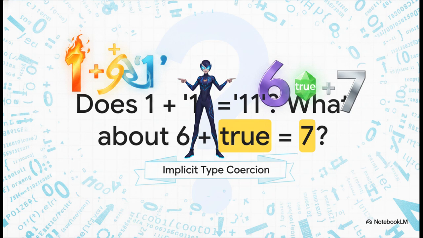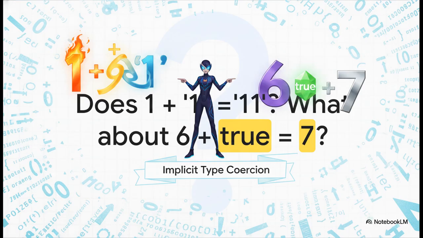If you write the code 1 + 1, what do you get? Well, you get the string 11. Why? Because it sees the plus sign, and JavaScript just implicitly coerces that number into a string and squishes them together. But what about 6 + true? You actually get the number 7. Since true isn't a string, JS tries to mathematically convert it, and true evaluates to 1. This is called implicit type coercion.